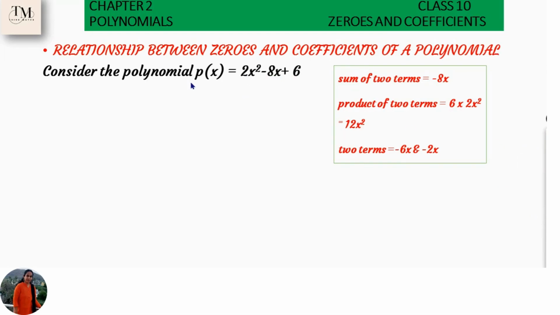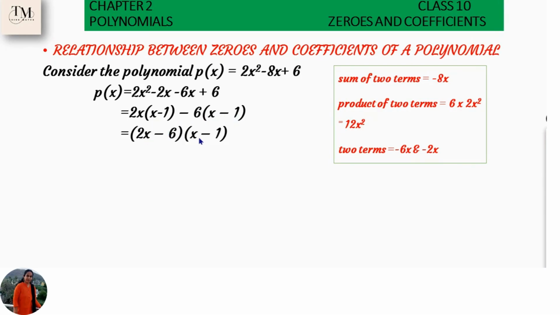So now we are going to factorize this. 2x square minus 8x can be written as minus 6x minus 2x, plus 6. From the first two terms we can take 2x outside, and the remaining will be x minus 1. In the second half you can take minus 6 outside, and the remaining will be x minus 1, because minus into minus is plus. So here x minus 1 is common and is taken outside. The remaining will be 2x minus 6.